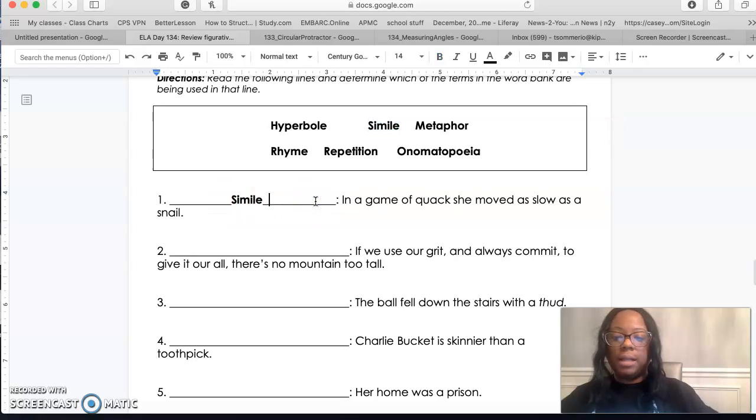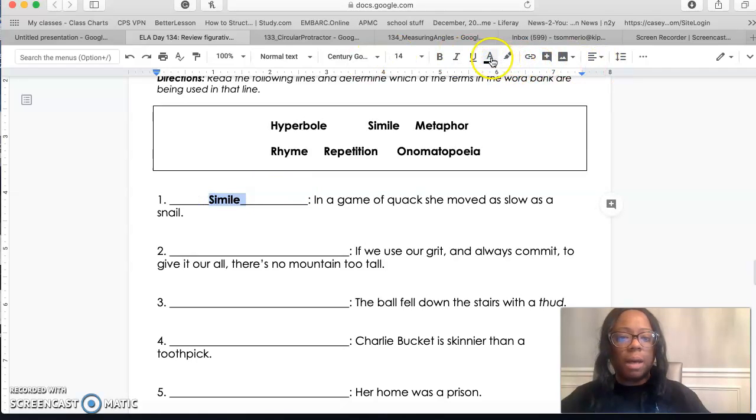Number 2 says, if we use our grit and always commit, give it our all, there's no mountain too tall. I'll say that again because that was a mouthful. If we use our grit and always commit to give it our all, there's no mountain too tall. At the end of each word, grit, commit, all, tall, we use rhyme.